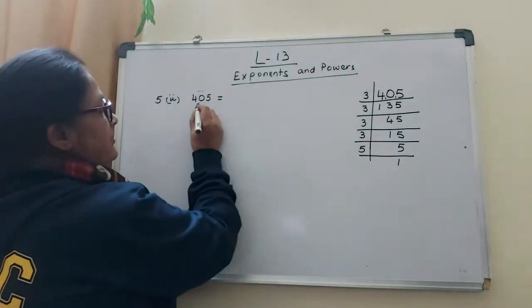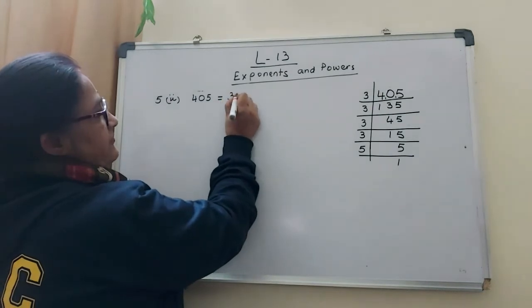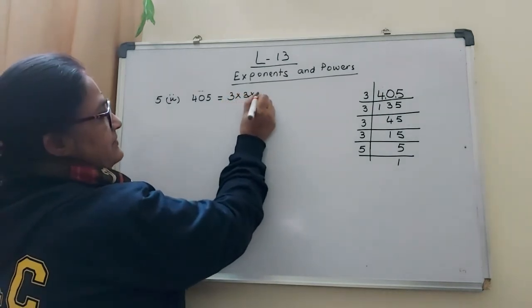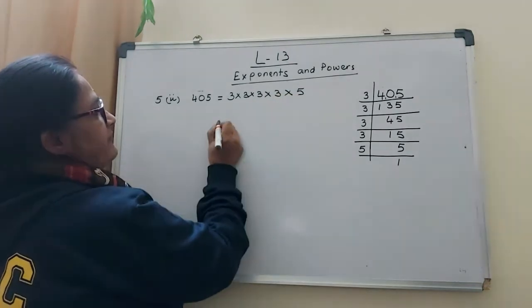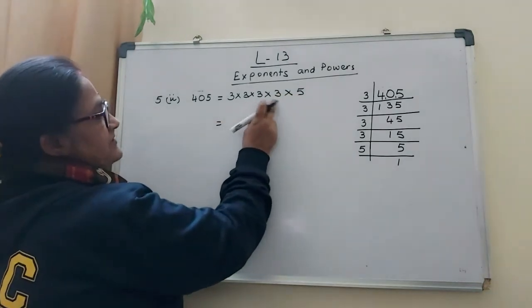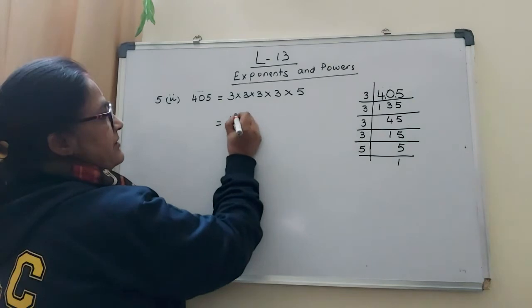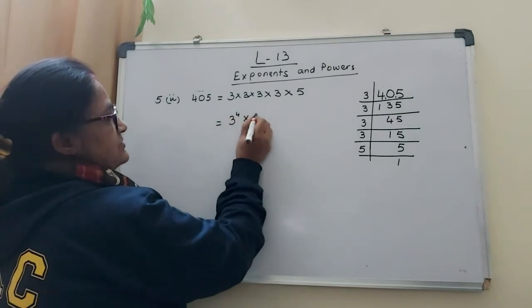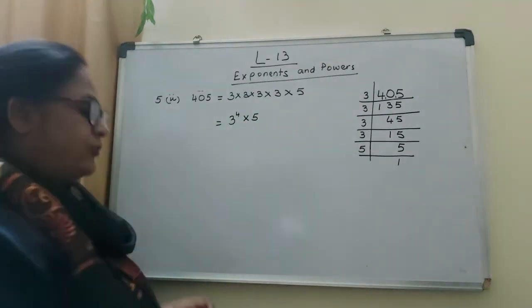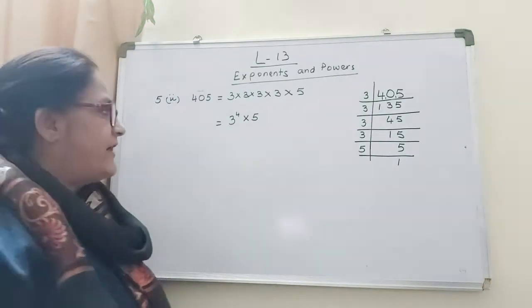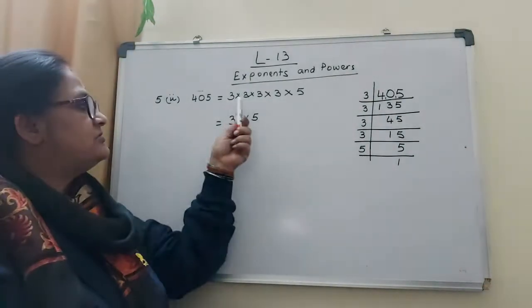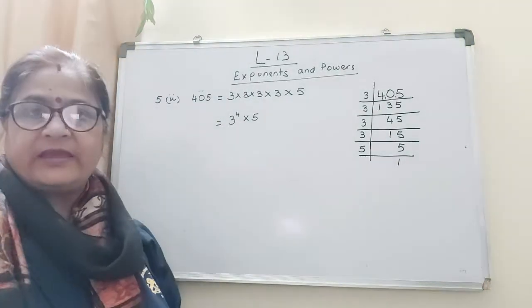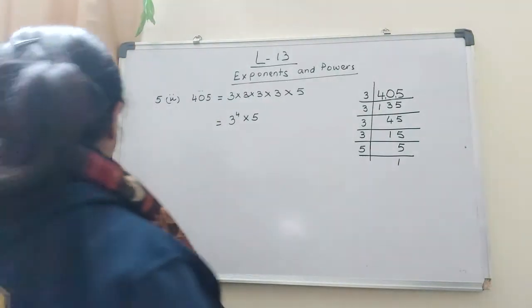So the product of its prime factors will be 3 multiplied by 3 multiplied by 3 multiplied by 3 multiplied by 5. How many times is 3 coming out here? 3 is coming 4 times. So 3 raised to the power of 4 multiplied by 5, because 5 is only 1 time. So 3 raised to the power of 4 multiplied by 5 is the correct answer.